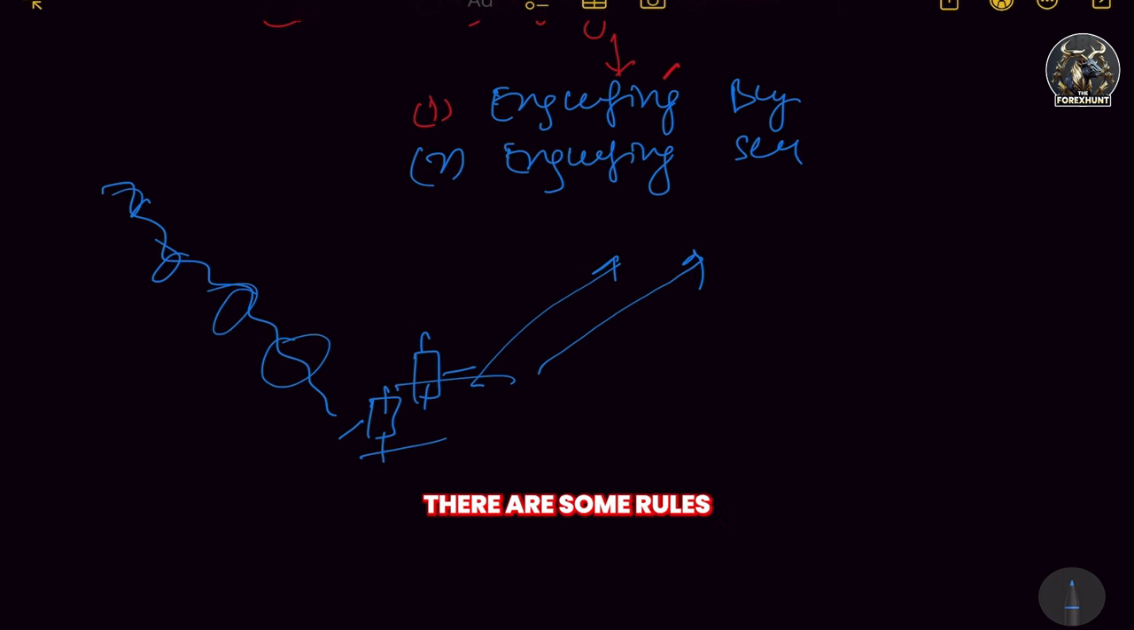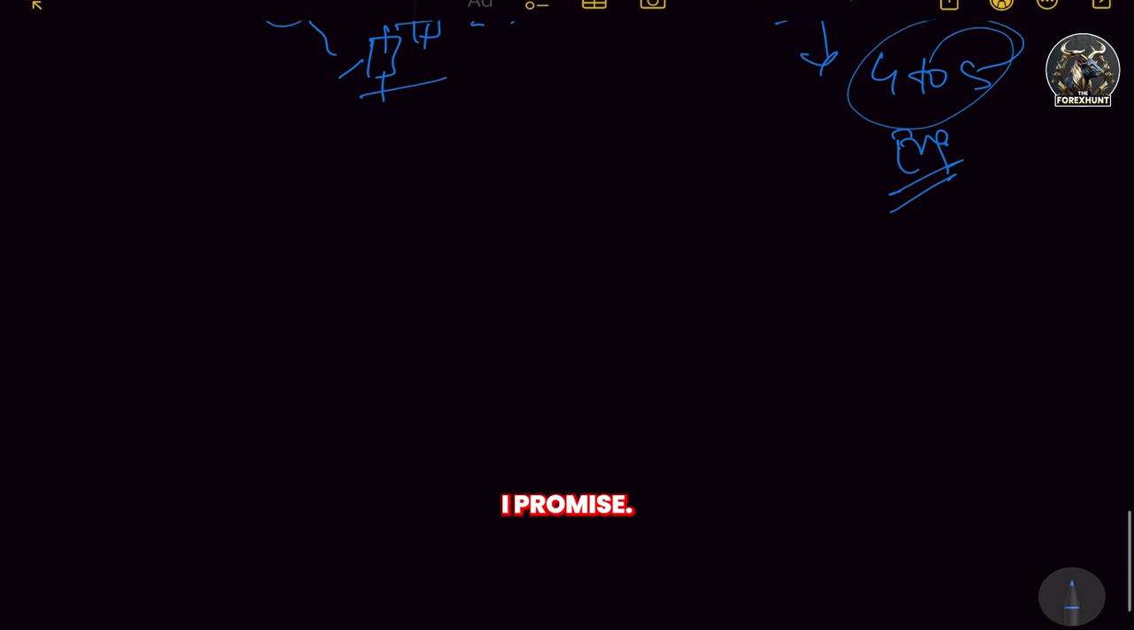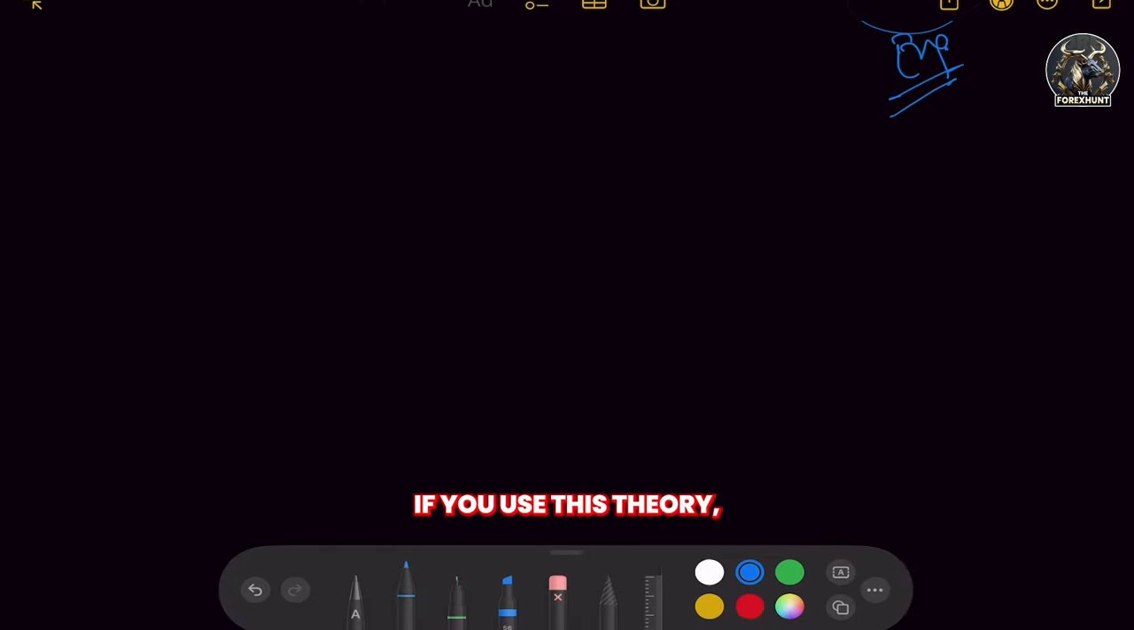There are some rules and regulations of checking engulfing buy and engulfing sell. There are 16 types of engulfings from which you have to use 4 to 5 kinds of engulfing. This will build your life. I promise. If you use this theory, this will build your life. So firstly, I will teach you engulfing types.